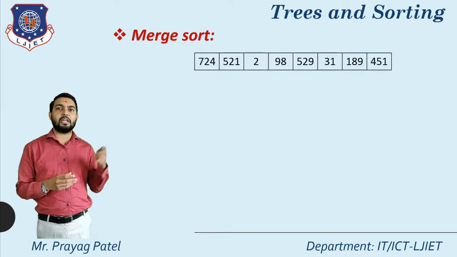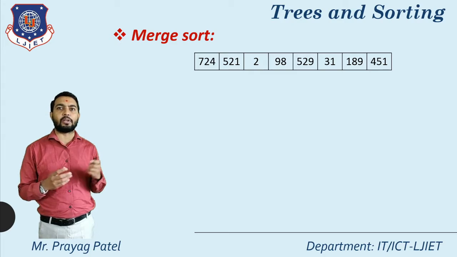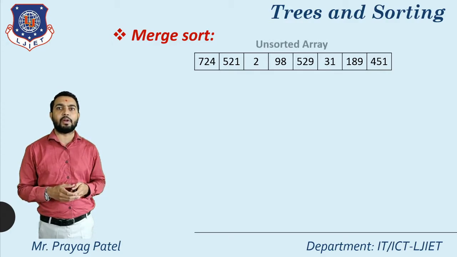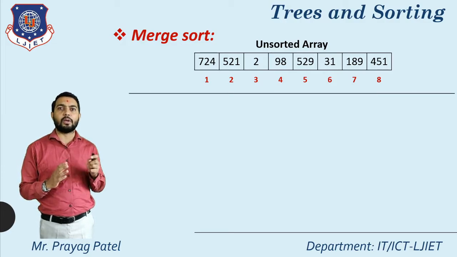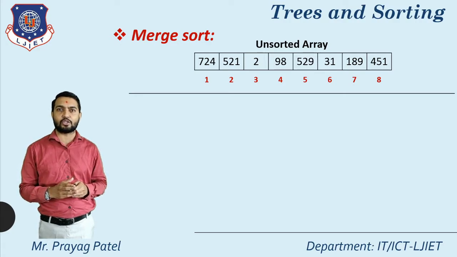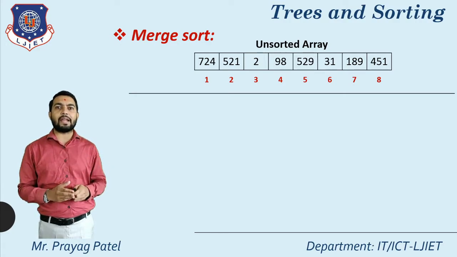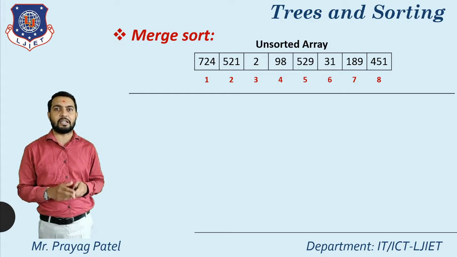Now let us understand the merge sort example. Consider this example for merge sort. The values are 724, 521, 298, 529, 31, 189 and 451. Now arrange these elements into ascending order using merge sort. Basically this whole list is initially considered an unsorted list. Now we have to arrange, that means sort, this list into ascending order.